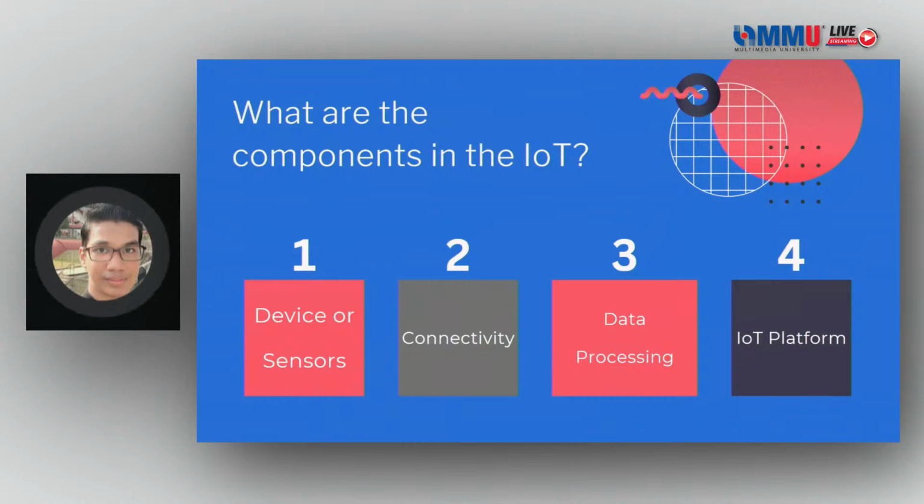In the data processing, there are a lot of stages on how the data can be determined and analyzed. And then lastly, we go to the IoT platform. So this is the complete cycle of the IoT components.